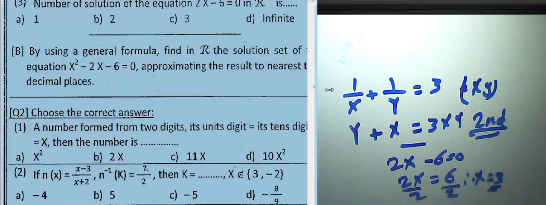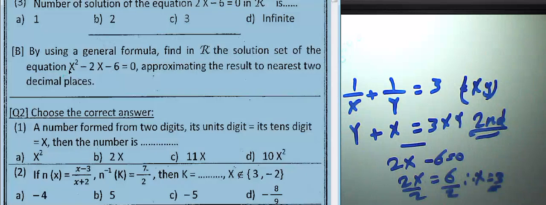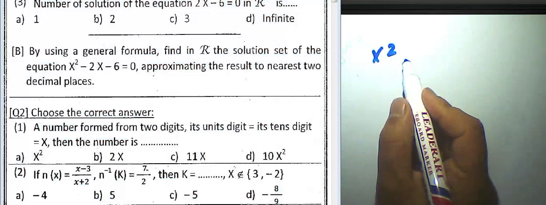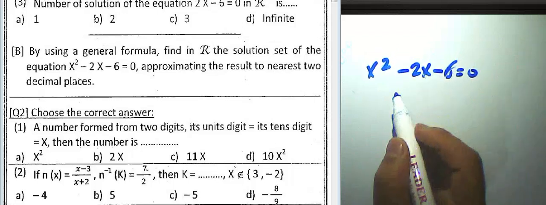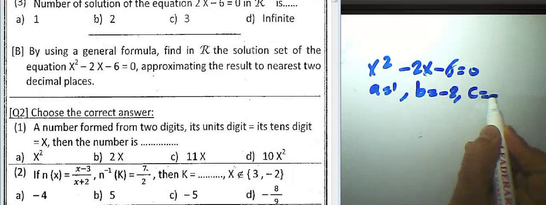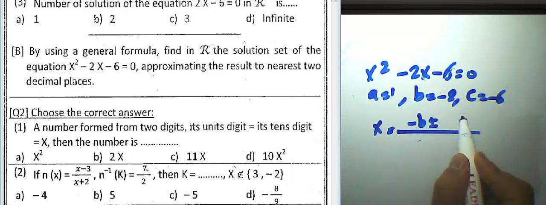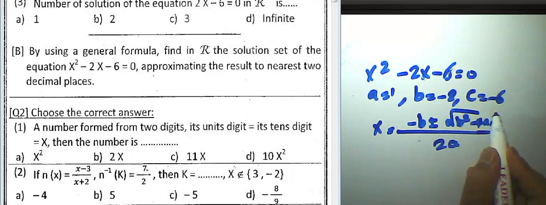Question letter B. By using the general formula, find in R the solution set of the equation x squared minus 2x minus 6 equals 0, approximating the result to the nearest two decimal places. x squared minus 2x minus 6 equals 0. A equals 1, B equals negative 2 and C equals negative 6. And we know x equals negative b, positive or negative, square root of b power 2 subtract 4ac, over 2a.